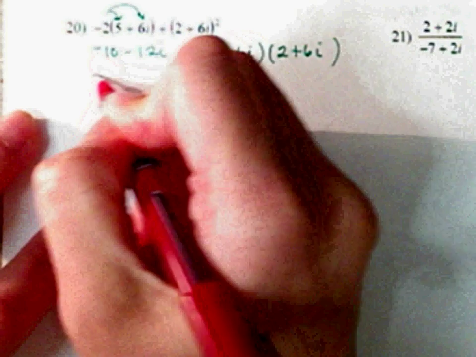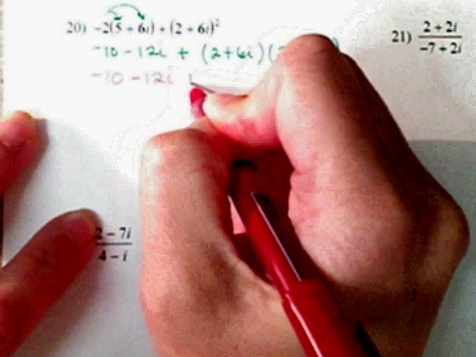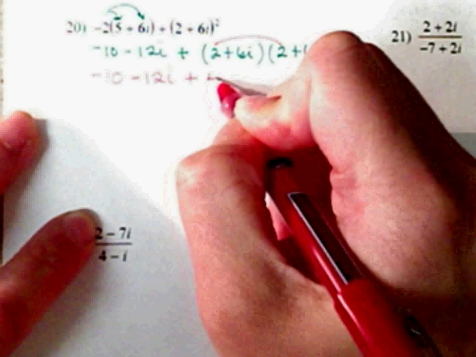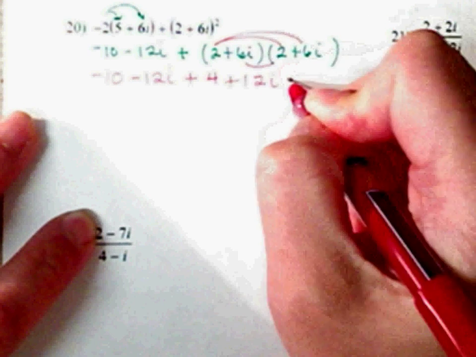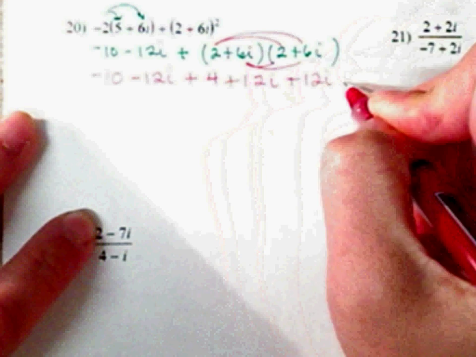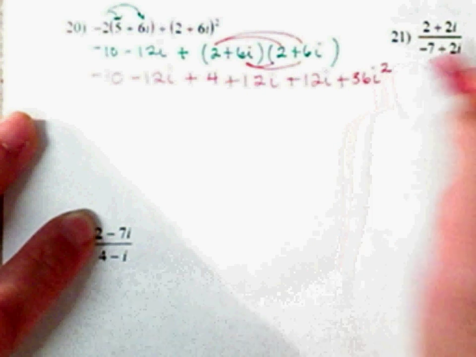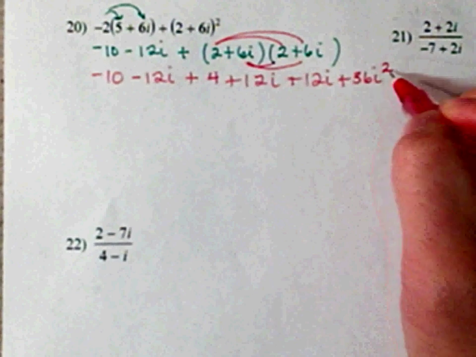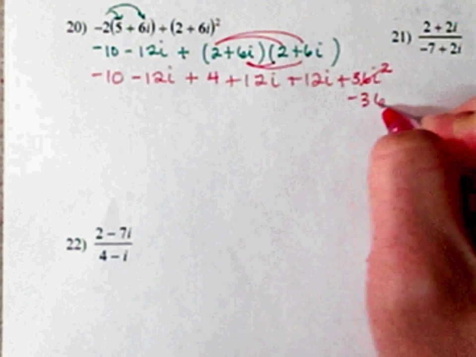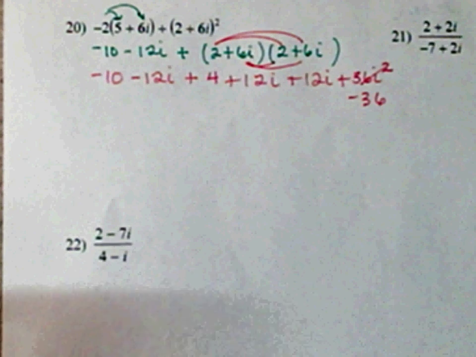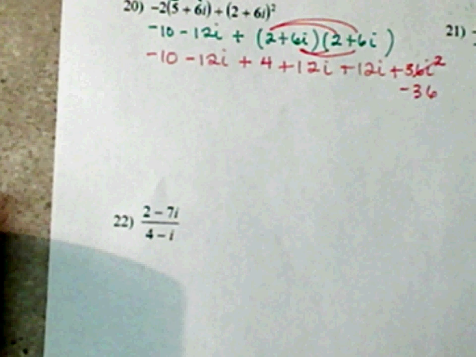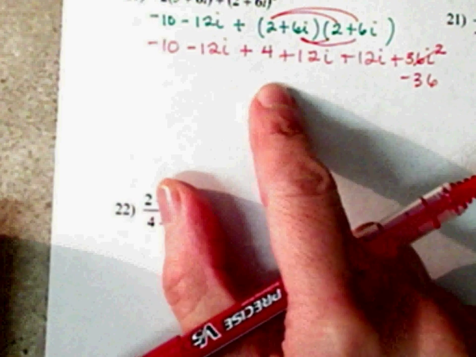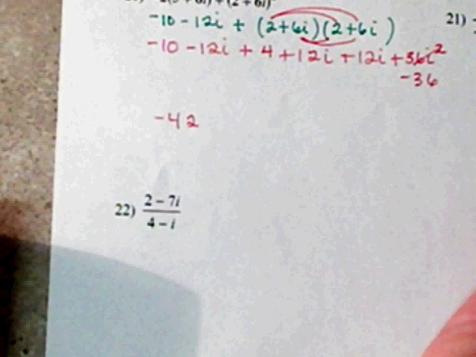So I'm going to bring down negative 10 minus 12i plus 2 times 2 is 4. 2 times 6i is plus 12i. 2 times 6i is 12i. 6i times 6i is plus 36i squared. Okay? 36i squared is the same thing as negative 36. Combine your like terms. I'm going to add all my numbers together. So you'll have negative 10 plus 4 minus 36, which comes out to be negative 42.